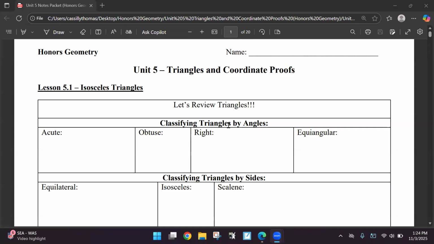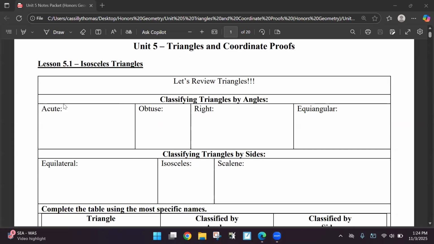Right, here we go. We are starting Unit 5. Sorry I couldn't be here today. Let's get to it.